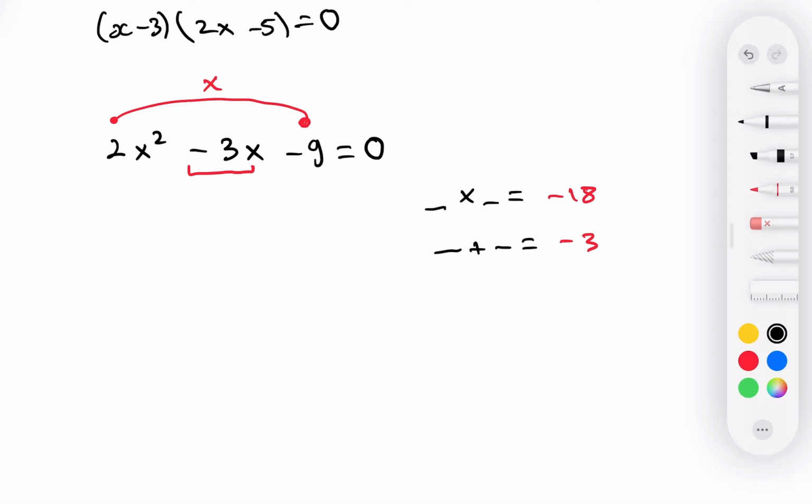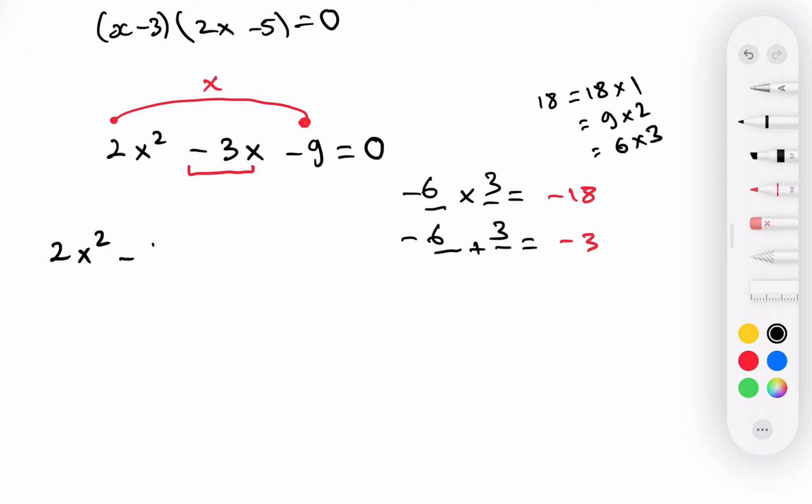Again, let's list the factors of 18. So we can get 18 by doing 18 times 1, by doing 9 times 2, or by doing 6 times 3. Okay, we find that the answer is 6 times 3, but specifically, it's going to be minus 6 and positive 3, because minus 6 times positive 3 is minus 18, and minus 6 plus 3 is still minus 3. Okay, let's replace the middle number. So we get 2x squared minus 6x, then plus 3x minus 9.